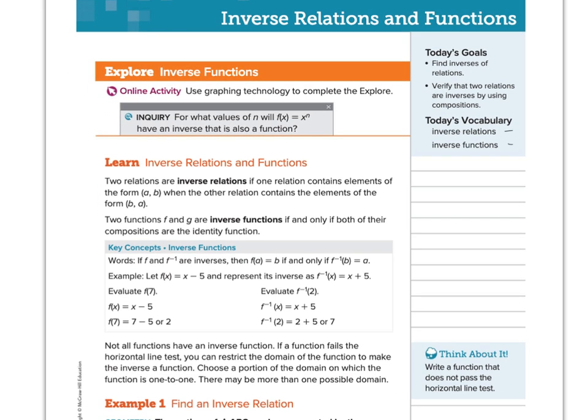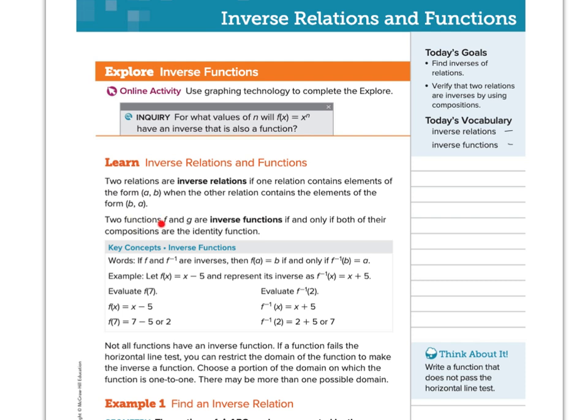Two relations are inverse relations if one relation contains elements of the form (a, b) when the other relation contains the elements in the form (b, a). So it looks like the inverse relationship, if you notice, is sort of like switching my x and y. But we'll examine that and look into it more.